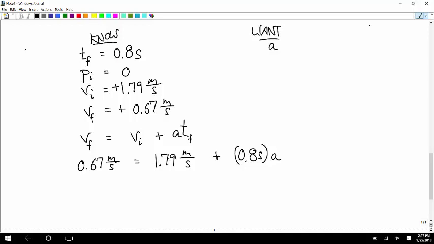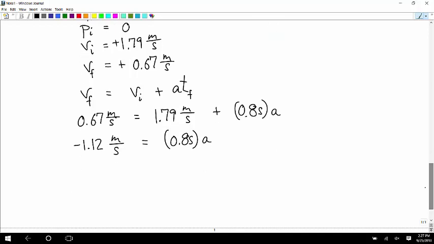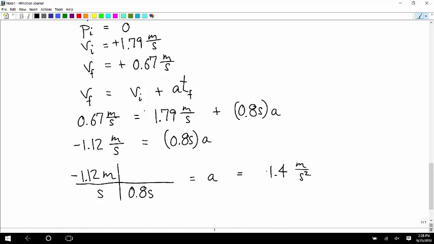So I can subtract 1.79 meters per second from both sides, and we get negative 1.12 meters per second is equal to 0.8 seconds times A. Then divide both sides by 0.8 seconds. So we have 1.12 meters per second divided by 0.8 seconds is equal to A. And you get A is equal to negative 1.4 meters per second squared.